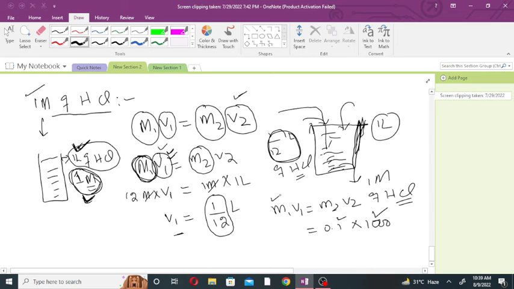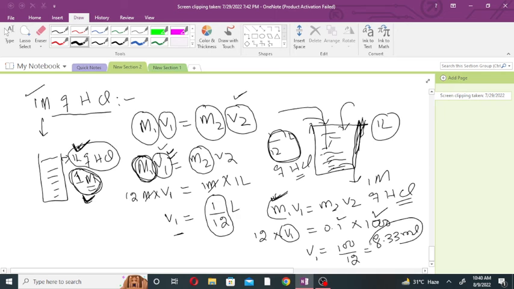We prepare it from the standard solution of HCl. Actually the molarity of HCl is 12 molar, and we will take this volume, V1, from the bottle of HCl. So V1 is equal to 100 divided by 12. We will take this amount of HCl from the bottle and add some water. It will be about 8.33 ml.